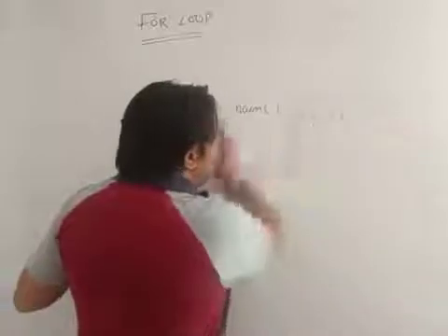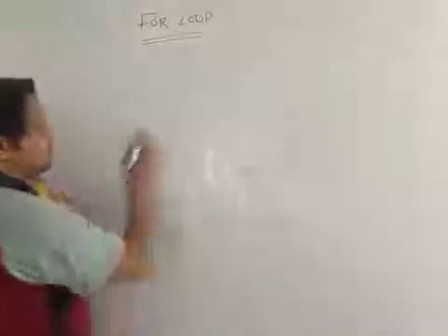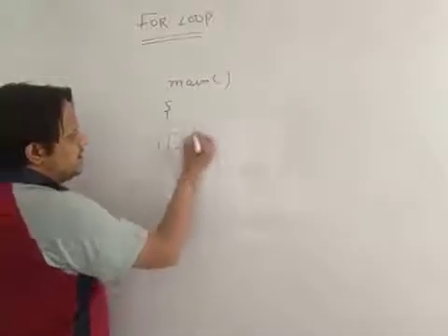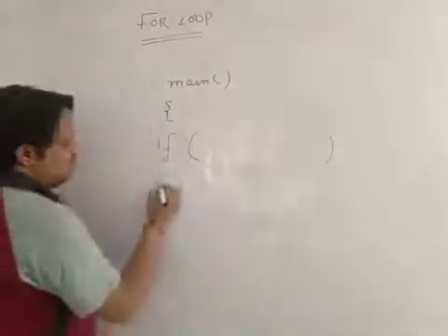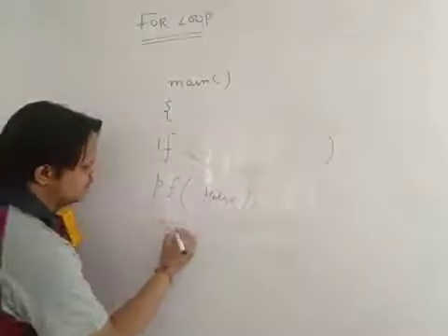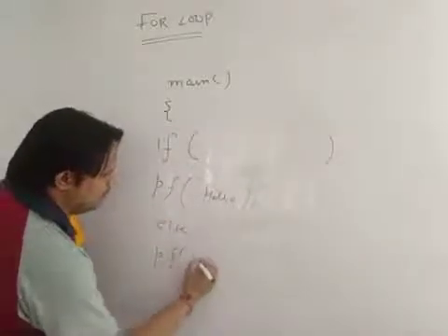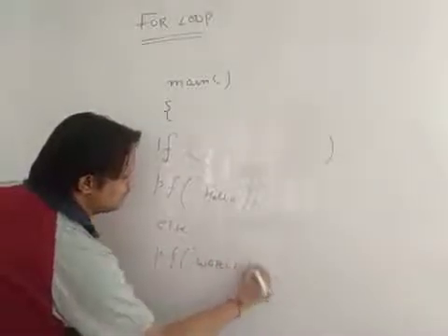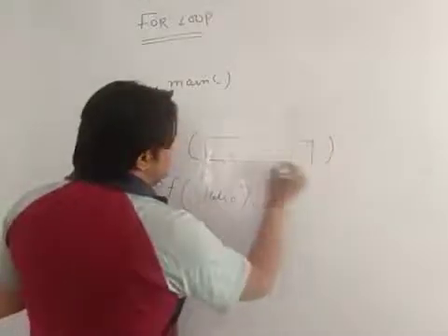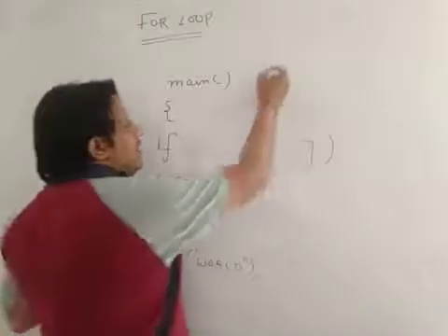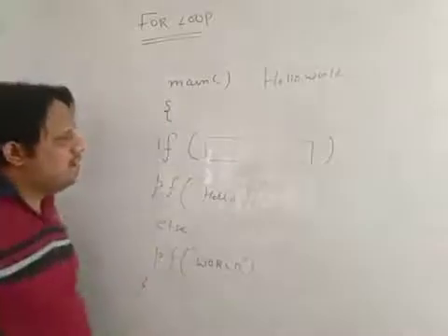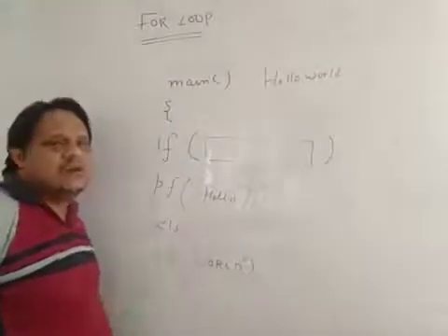Now similarly, suppose I write main, and then if, with printf hello, else printf world. You have to write a condition inside the if such that the output of this code snippet is hello world. I want the output as hello world. How can you write this?